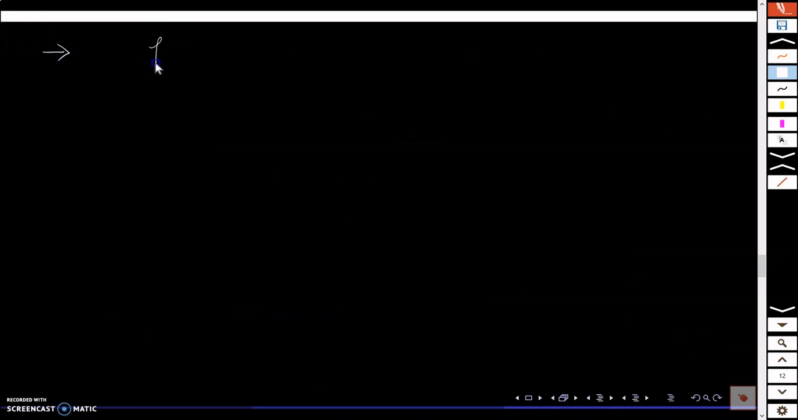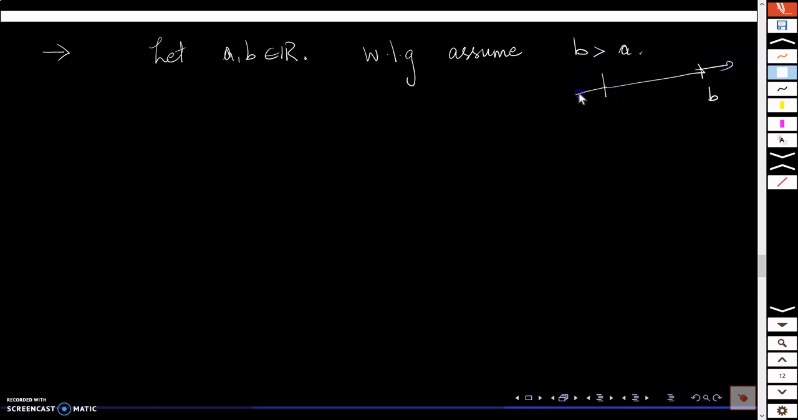So A and B are two given real numbers to me. Without loss of generality, I'll assume one of them is bigger than the other. All right, so I'll assume that B is greater than A. So because B is greater than A, B is here and A is here somewhere on the number line. Now because B is greater than A, what will be maximum of A and B? This set has only two elements, A and B. And because B is bigger than A, maximum of this set is going to be B, right?